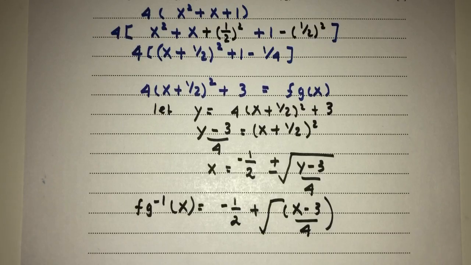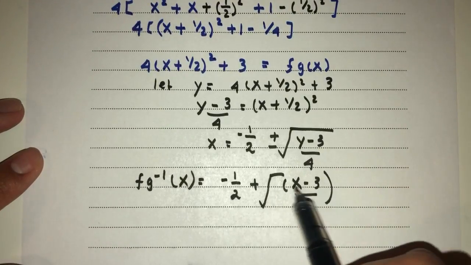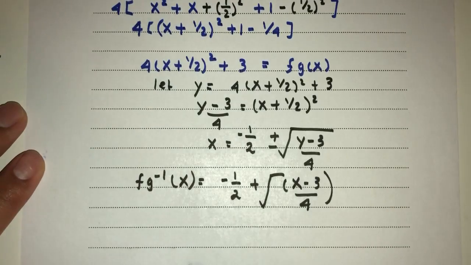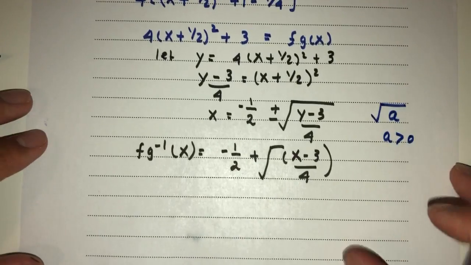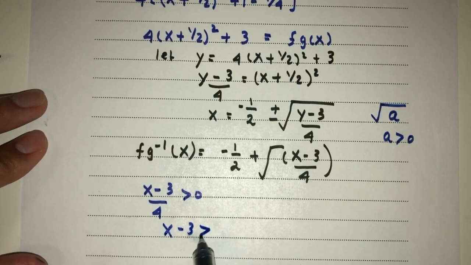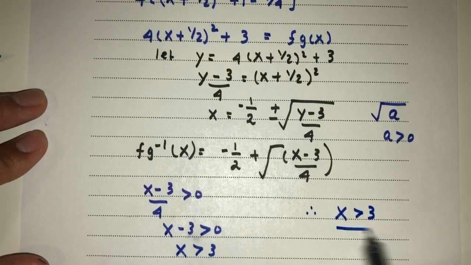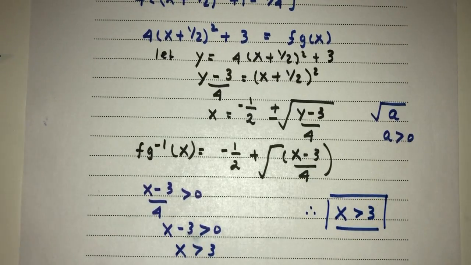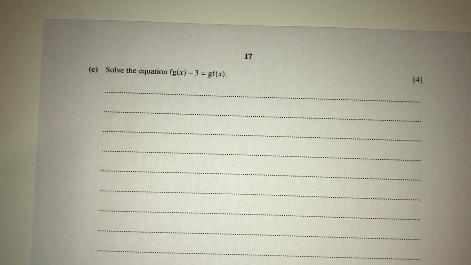That will be your answer for this one. Now state the domain. Let's see how can we do that. Domain will be what? Domain, we have to look at the value inside. So the value here inside, for us to be able to have a square root, the value inside has to be more than 0. So let's do that. x minus 3 over 4 has to be more than 0. x minus 3 has to be more than 0. So x has to be more than 3. So domain is x has to be more than 3. That is my domain for my function. And that is my answer for part B. Now let's move on to part C. We have to solve this equation.